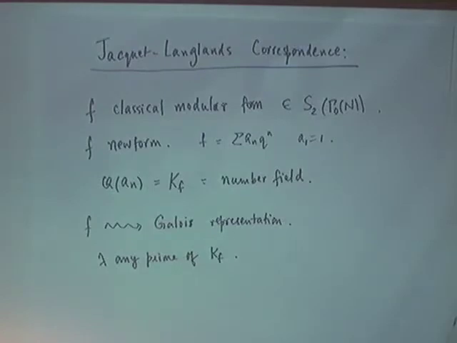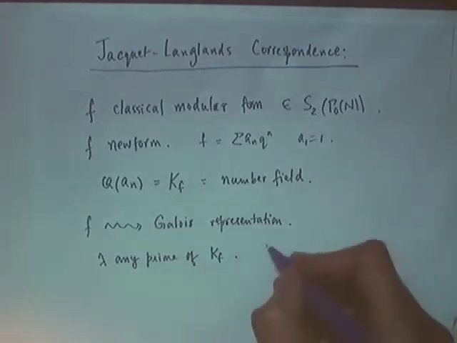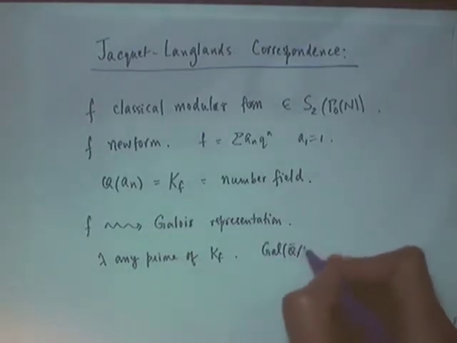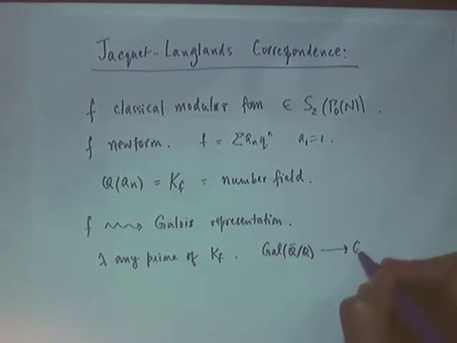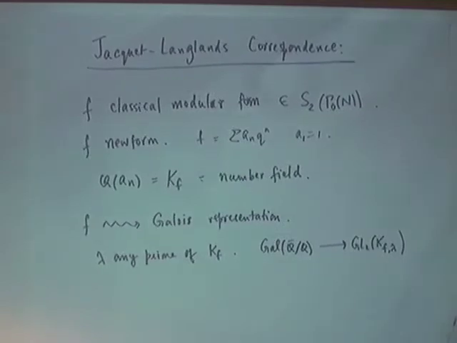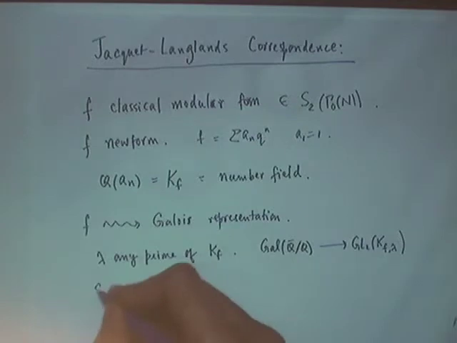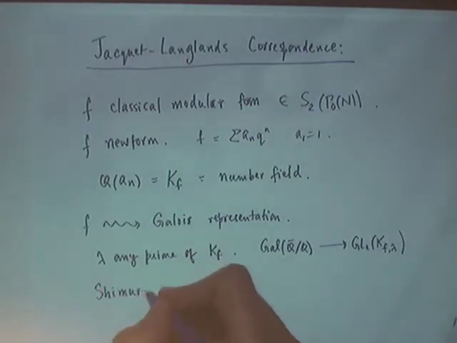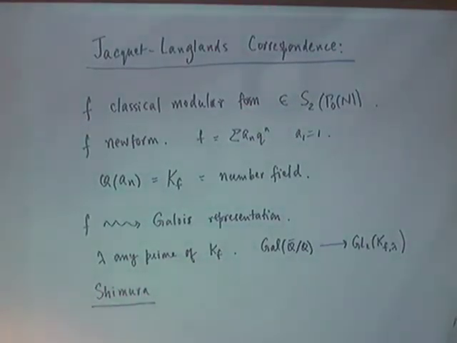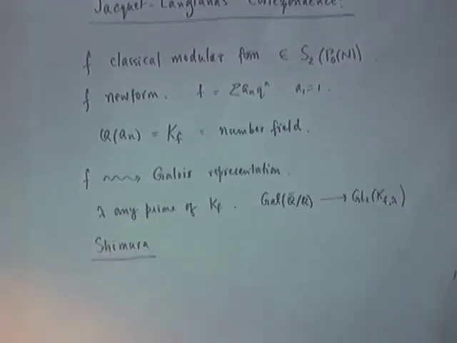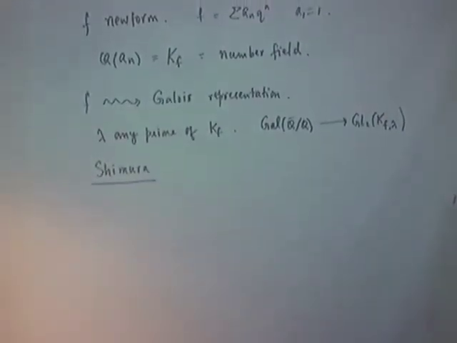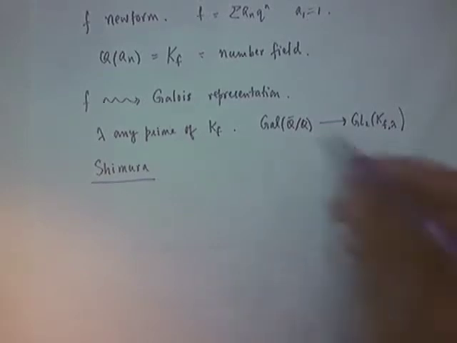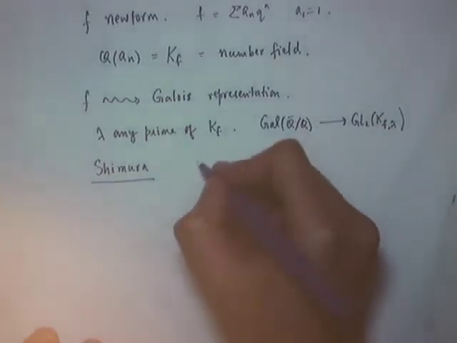Okay, and then the representation is a representation of Gal(Q-bar over Q) into GL2 of K_f,lambda. Take the completion of K_f at lambda, and there's a two-dimensional representation. So this was initially constructed by Shimura. This construction in weight 2 was due to Shimura, and this was extended in higher weights by Deligne, and in weight 1, by Deligne and Serre. Let's just focus on the weight 2 case. Okay. This representation is characterized by the following properties.